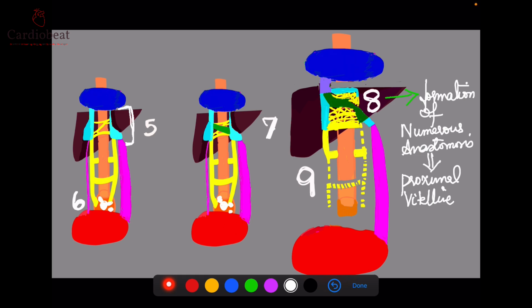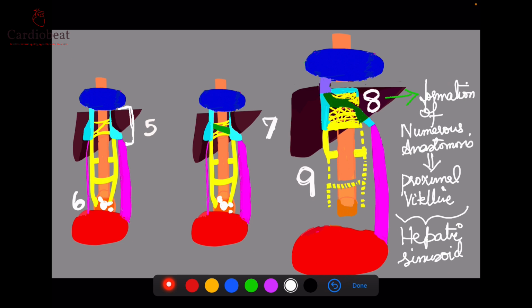As the liver grows, it invaginates more anastomotic channels, thereby breaking down the proximal ventral anastomotic channel across the vitelline vein. It forms structures known as hepatic sinusoids. So the eighth change that is happening is the breakdown of the anastomotic channel into numerous channels named hepatic sinusoids.